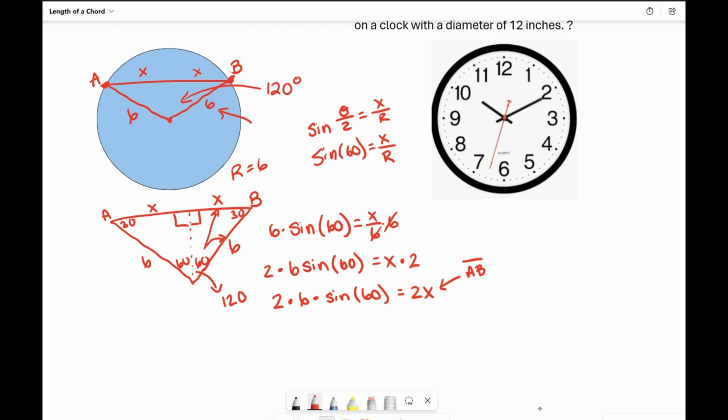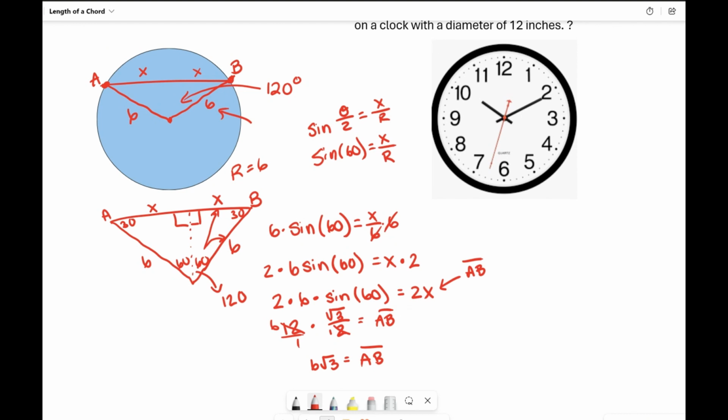So if we solve 2 times 6 times the sine of 60, we will know the length of that chord. So this is 12, and the sine of 60 is square root of 3 over 2. And that equals, I'll change it to AB now, the length of the chord. And then simplify here, 6 square root 3 is the length of the chord.